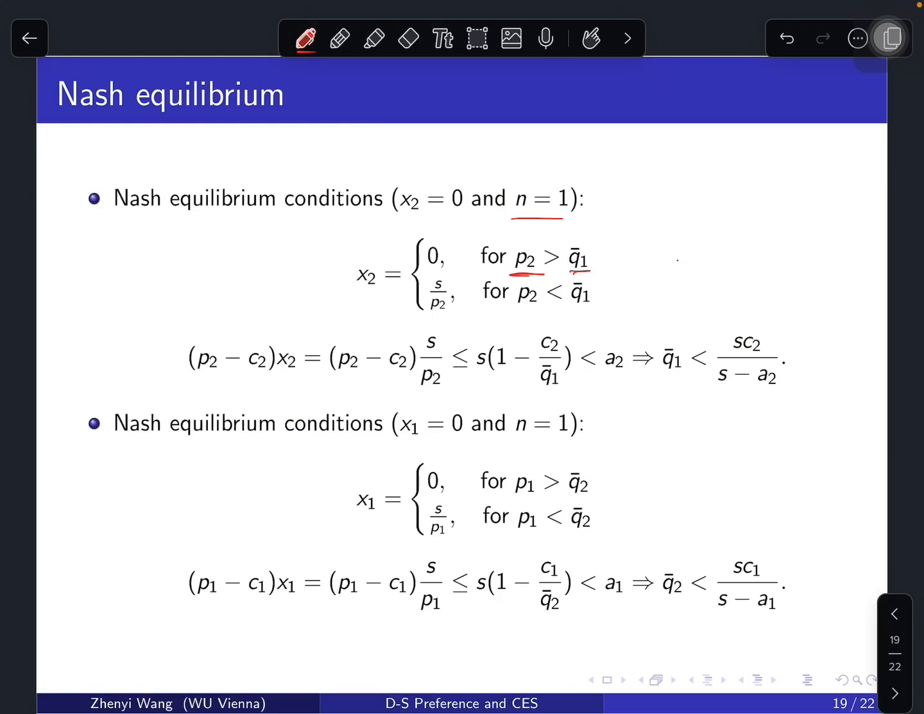And if the price level of x2 is smaller than the aggregate price level of x1, then the demand for x2 should be IS over NP. It is the same thing as what we have seen before, but here the income is standardized to 1 and N also equals 1, so x2 equals IS over P2.